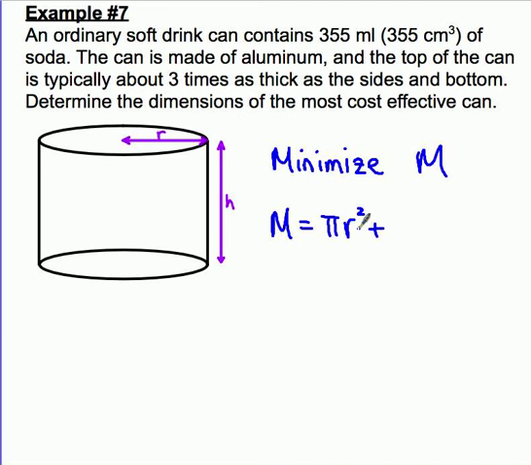We've got the lateral area of the side of the can, and that is 2 pi r h. Then we've got the area of the top of the can, which is pi r squared, but we can think of this as being 3 of those pi r squareds because it's 3 times as thick. So we think of 3 layers the same as the bottom. So that's 3 pi r squared. And so my equation becomes 4 pi r squared plus 2 pi r h.